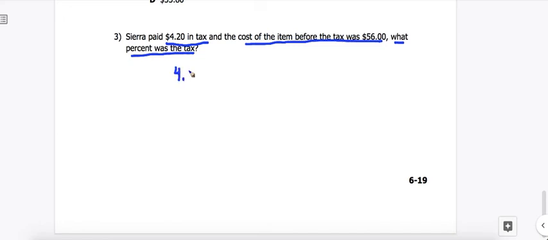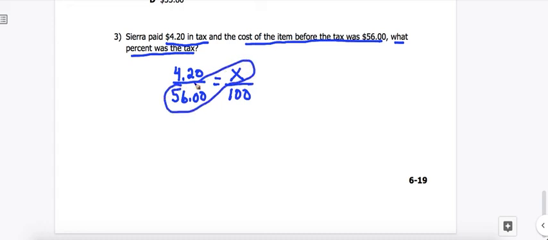If you said part, you are correct. So that's the part. The cost of the item before the tax was $56. That is my whole. So I'm going to put that on the bottom. And I'm looking for the percent, so we're going to put X over 100. So this is what I do anytime I'm looking for the percent. So we're going to multiply diagonally to the X first. So this is the butterfly method.